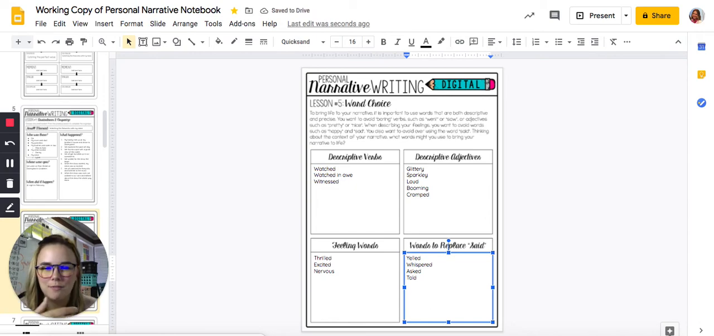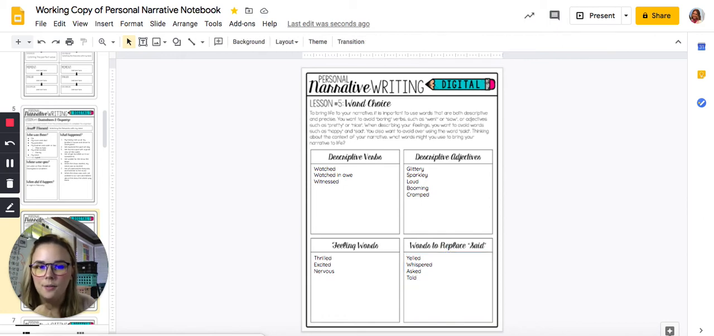You could fill up these whole boxes if you wanted to. I want you to try to write at least 3 words for each box. So 3 descriptive verbs, 3 feeling words, 3 descriptive adjectives, and 3 words to replace said. You can come up with more if you want to, but at least 3. I'm also going to be posting a resource to Canvas. I believe it's called Banish Boring Words, and it's a really great resource for this specific lesson.